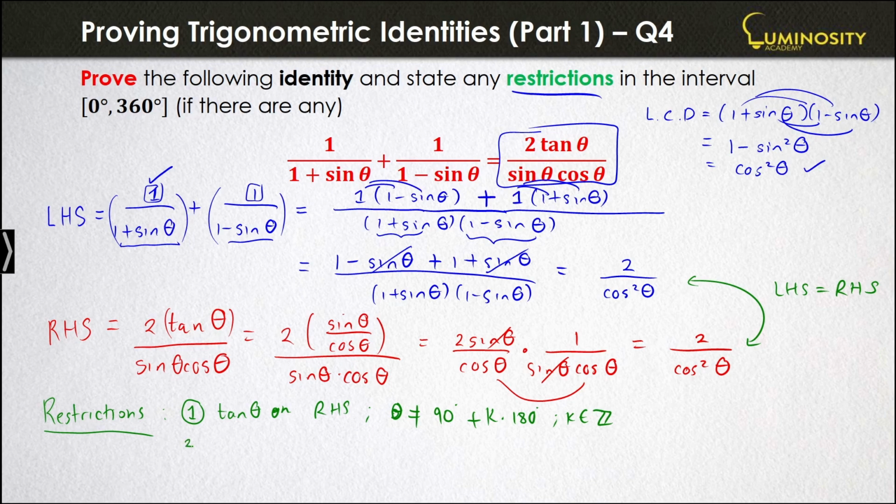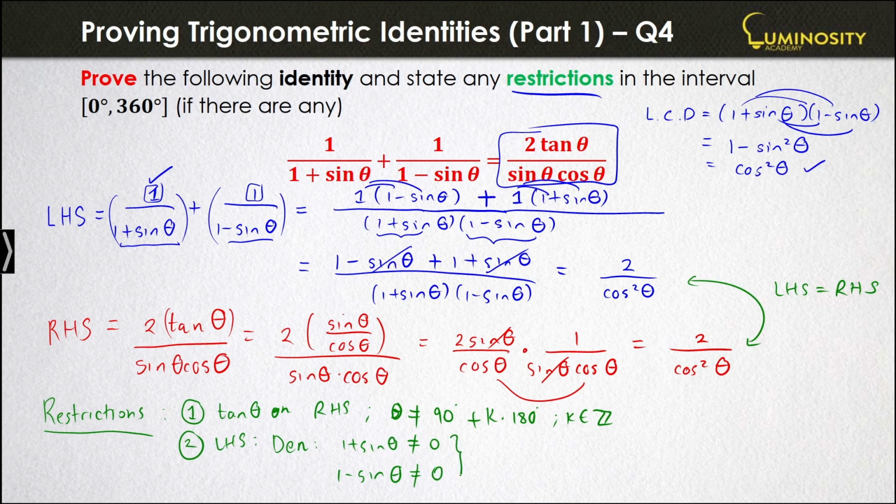On the left-hand side, I had a denominator term, so denominators of 1 plus sine theta and 1 minus sine theta. Now, denominators, we know that there becomes a problem when you have division by 0. So therefore, that means we cannot have 1 plus sine theta equals 0, and we cannot have 1 minus sine theta equals 0.